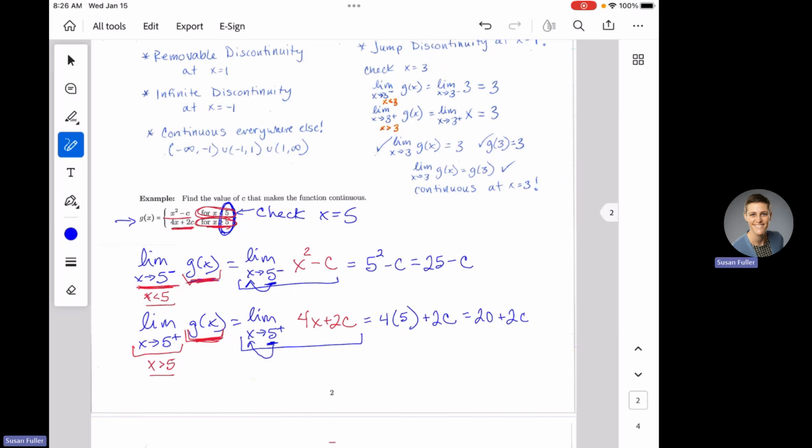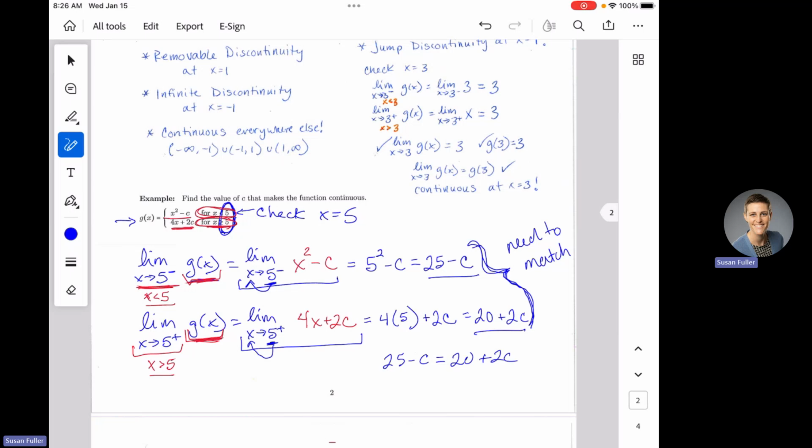Okay, and this is the only place where this function could have a jump discontinuity. So we're going to be continuous everywhere else. So for the whole function to be continuous, I've got to make sure that we're good right here. I have to make sure that there is no jump discontinuity, which means the limit from the left and the limit from the right need to match. So these guys need to match in order for this function to be continuous. So I'm going to set them equal.